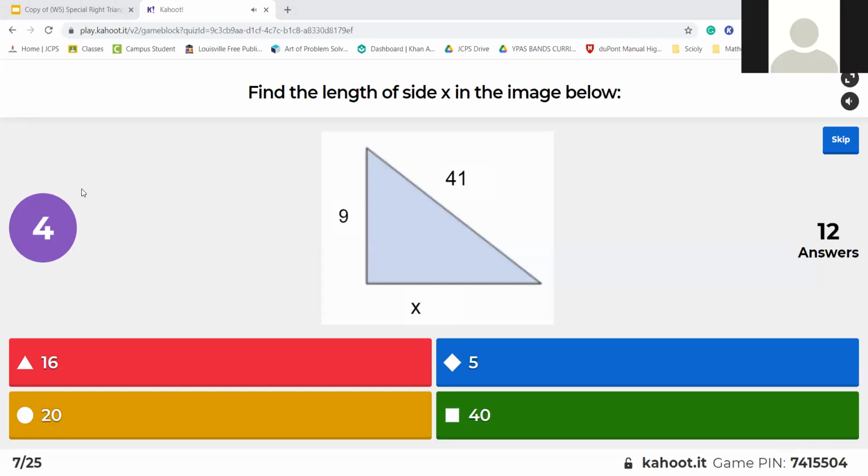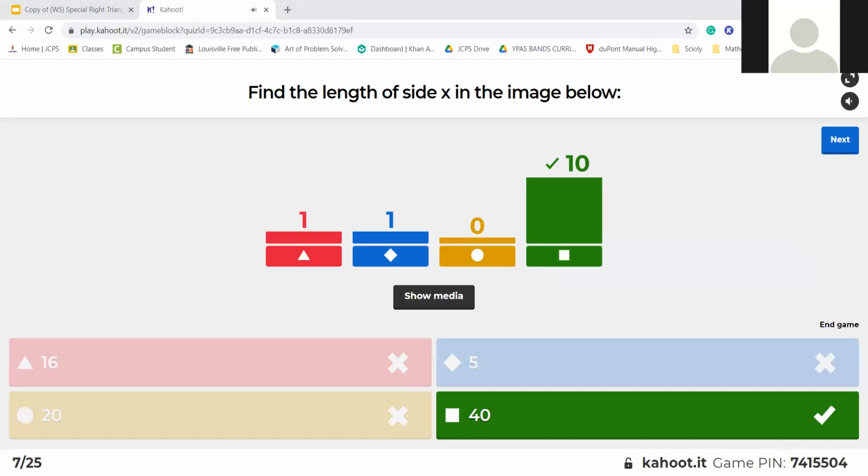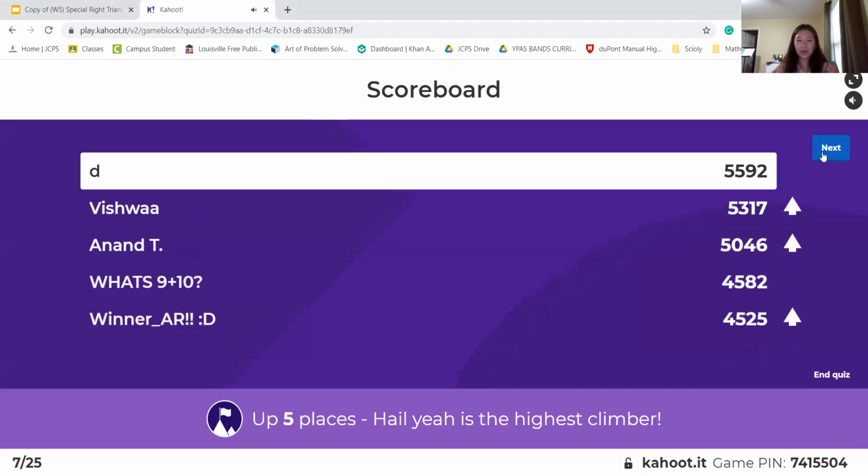Food to say... Also, I wouldn't have gotten this unless you went over it in class for that one problem. Yeah, so you could just use the triple for this one since it's 9, 40, 41. Or use the theorem, which always works.